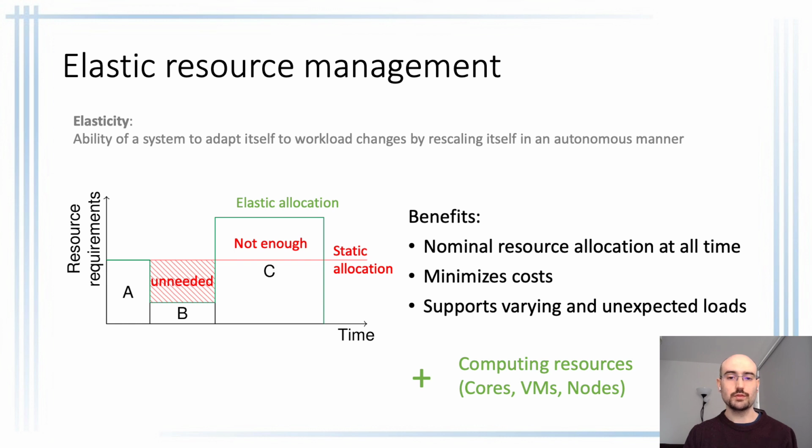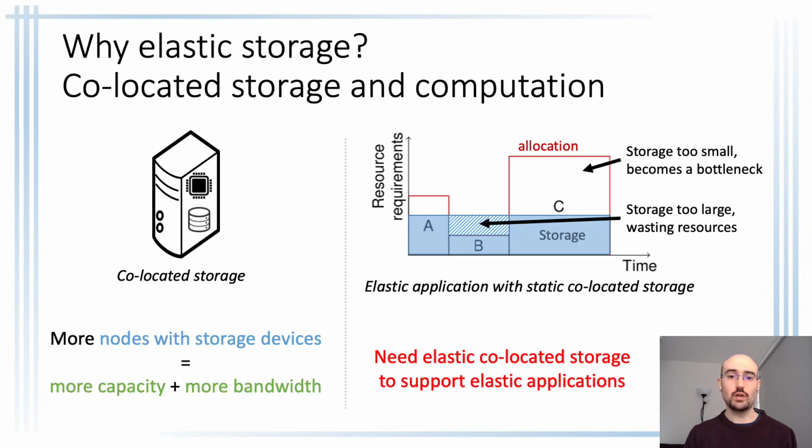In practice, this elasticity is available mostly in clouds and when talking about computing resources such as cores, nodes, or VMs. However, while applications can often easily be made elastic, it's not the case of storage systems they use. Usually, the storage systems remain static. This poses two problems, at least. First, a static storage system may be too small to absorb the I/O activity of the application, or it may be too large and wasting resources.